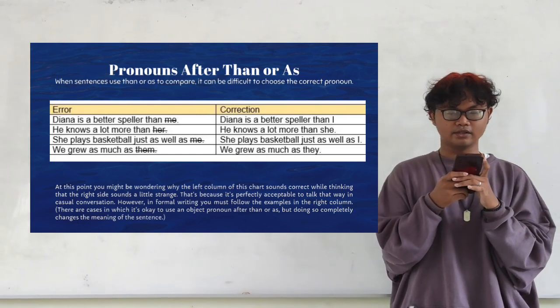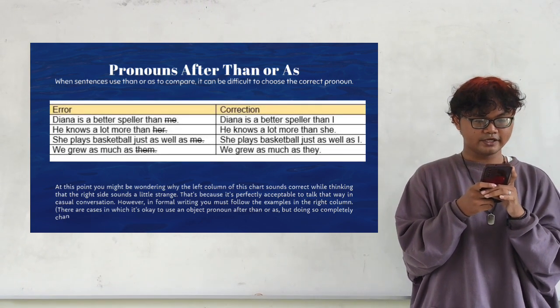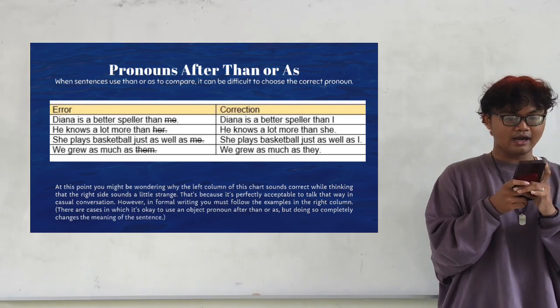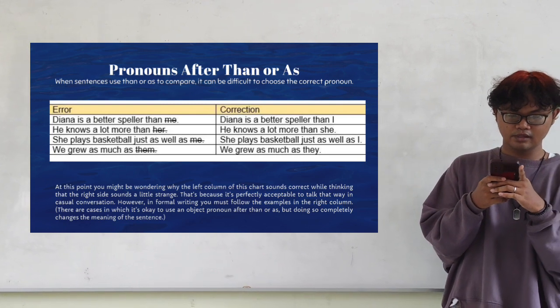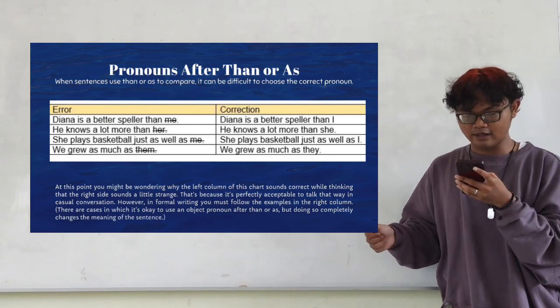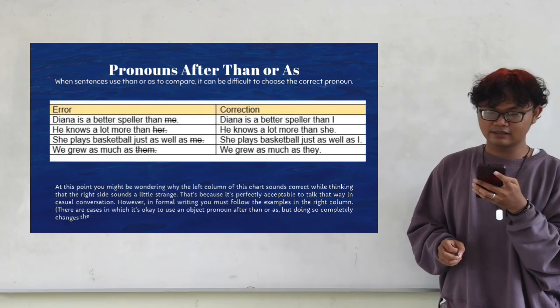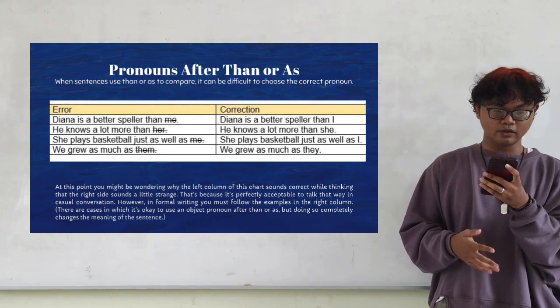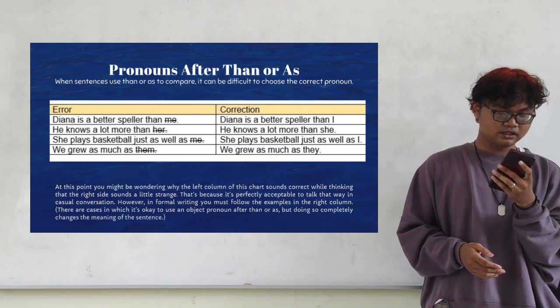Next, pronouns after than or as. When a sentence uses than or as to compare, it can be difficult to choose the correct pronoun. An example of an error is "Diana is a better speller than me," and the correction is "Diana is a better speller than I." "He knows a lot more than her." The correction is "He knows a lot more than she."